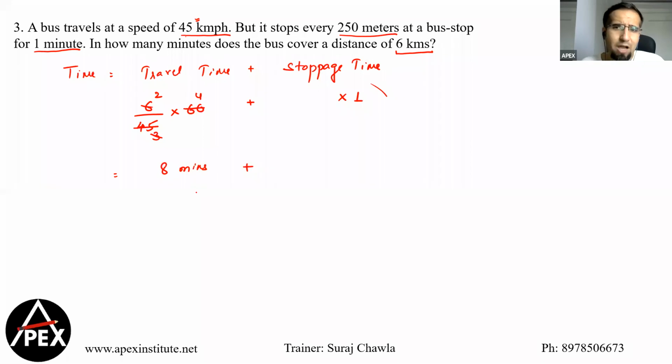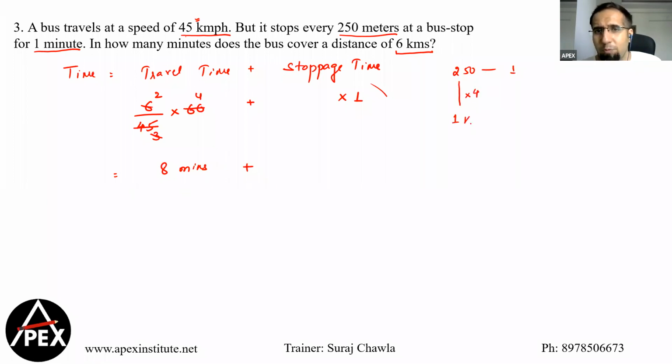Clear? Now tell me, for how many stops has the bus stopped? How many stoppages? 24 or 23? A lot of you are saying 24. Now try to understand this here. Suppose this is a situation of your house. Your house is at the 6th kilometer point. So every 250 meters you stop. So if every 250 meters you stop, I can do a very simple calculation.